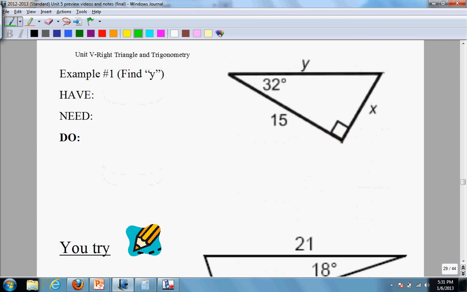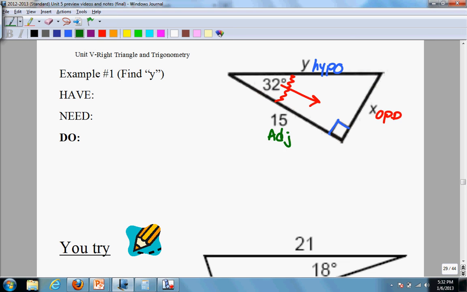Let's do another one together. Ready? Step one is we're going to label opposite, adjacent, and hypo. Here's our right angle, here's our hypo. Here's our theta, that makes x the opposite, and that makes 15 the adjacent.